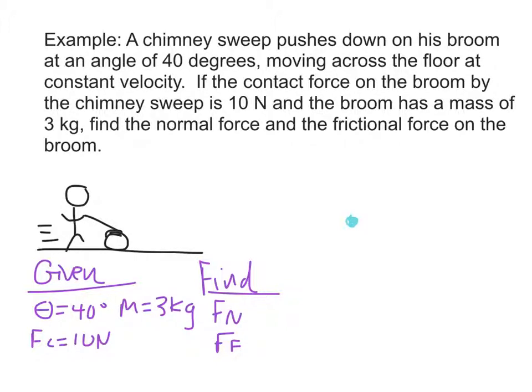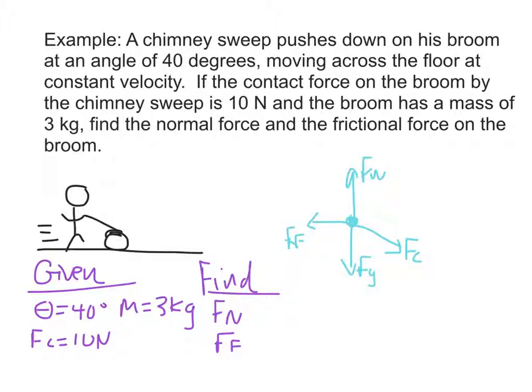Based on the way I drew my diagram, the broom is moving to the right. Going down, we've got gravity. Going down and to the right is my contact force. If I had drawn this the other way, so if the broom was moving to the left, then the contact force would be going down and to the left. And this is why it is absolutely necessary that you draw a diagram to show the direction that your objects are moving, and therefore the direction of the forces. We know that going up is going to be a normal force, and the broom is moving to the right, so the frictional force is going to the left.